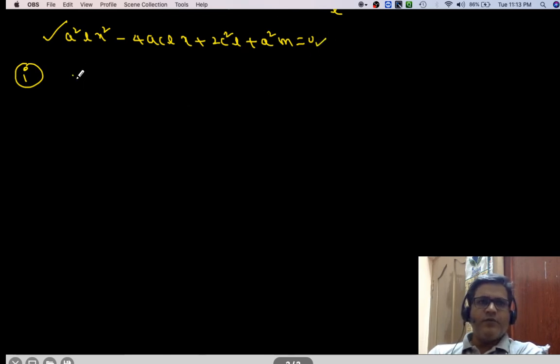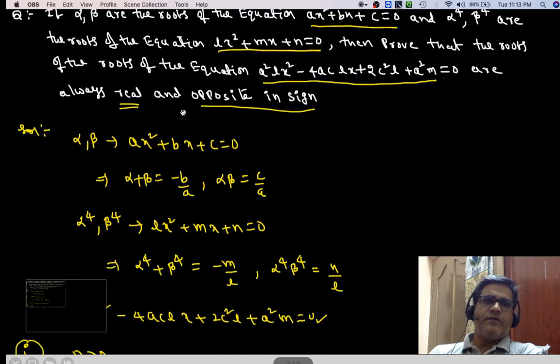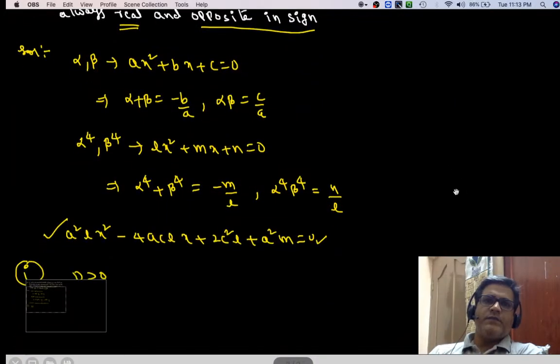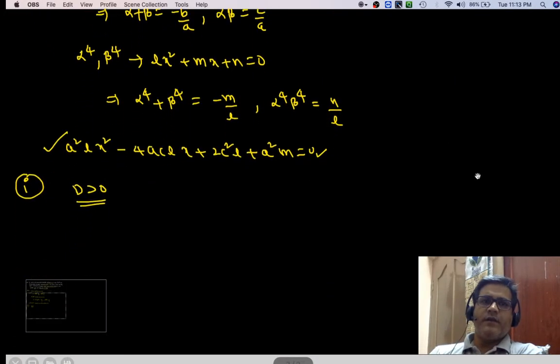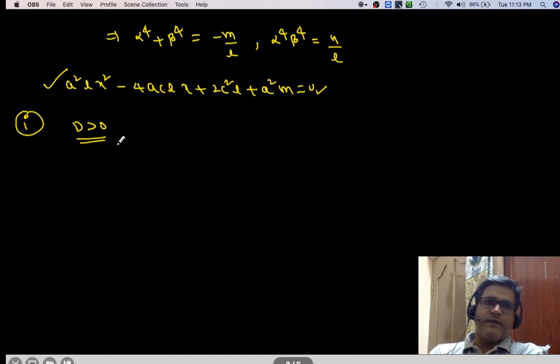To prove the roots of this quadratic equation are real, we need to prove the discriminant is greater than 0, because here the roots are real and opposite in sign. Opposite sign means what? If one root is positive, then the other root must be negative, therefore the roots are real and distinct because the roots are of opposite sign. So that's why the discriminant is greater than 0, first one.